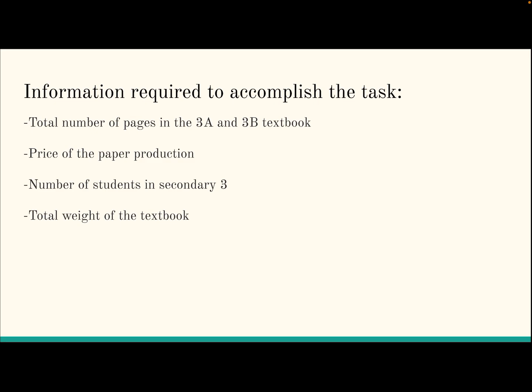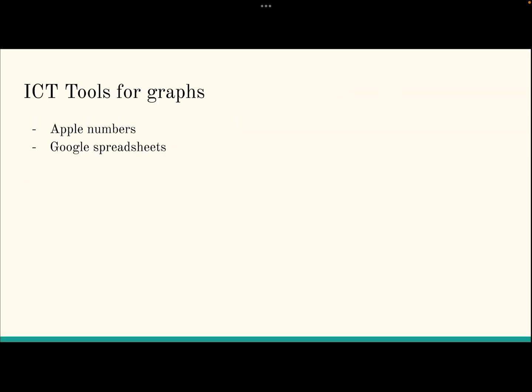The total number of pages in the 3A and 3B textbook, the price of the paper production, the number of students in Secondary 3, and the total weight of the textbook. The ICT tools we used were Apple Numbers and Google Spreadsheets.